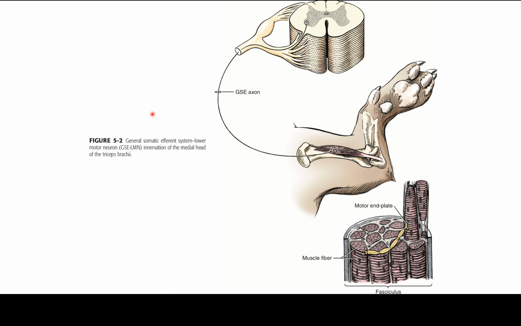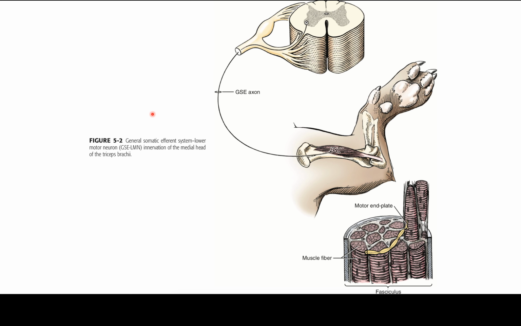At the level of the striated skeletal muscle, each axon of a GSE neuron divides into several branches. Each of these axonal branches ends on a muscle cell at a motor end plate. Each adult muscle cell is innervated only by the axon of one motor neuron. In the fetus and newborn, more than one neuron may innervate a striated muscle cell, but during early postnatal development this polyneuronal innervation is reduced to a single neuron.